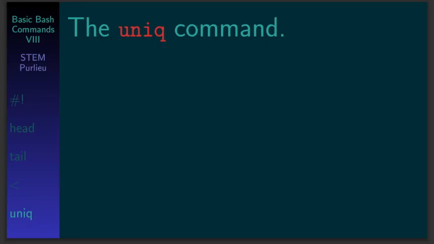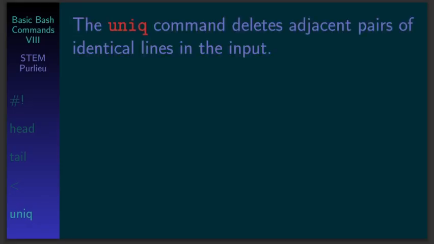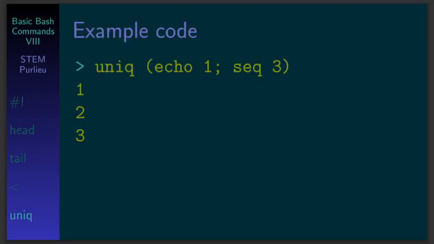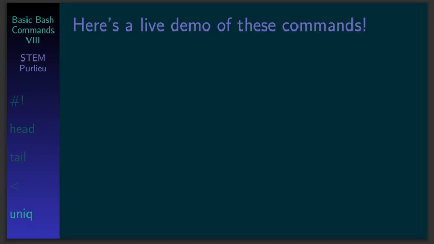Here's the uniq command. The uniq command deletes adjacent pairs of identical lines in the input file. Here's some example code of the uniq command. If we say uniq, echo 1 sequence 3, the input passed to uniq is 1123, and uniq will trim off the first 1. Here's a live demo of these commands.